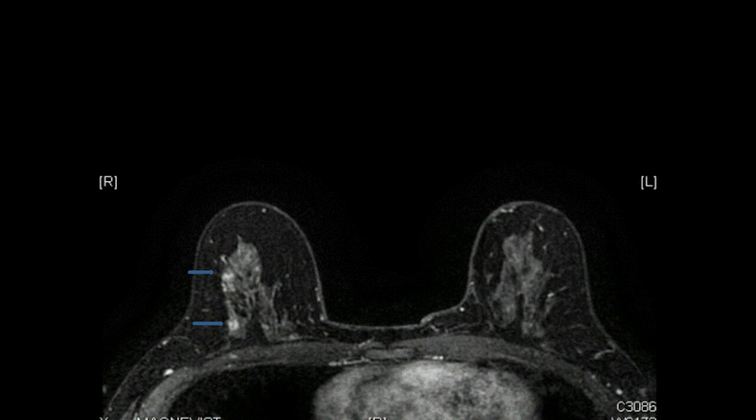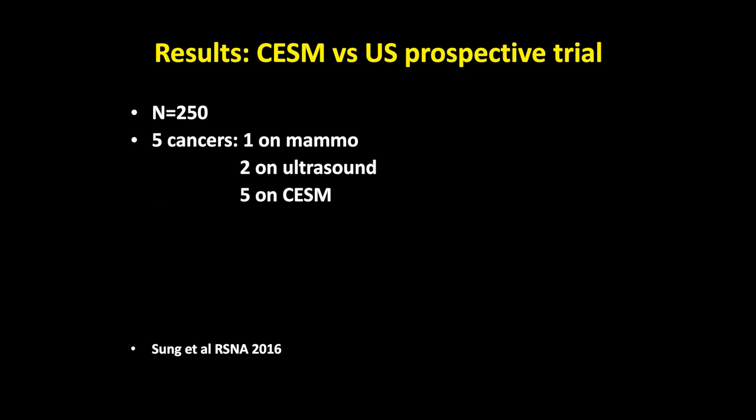My colleague Janice Sung has recently presented early data in a study comparing contrast mammo to screening whole breast ultrasound. For the first 250 patients, we found 5 cancers, 1 on mammography, 2 on ultrasound, and 5 were seen on contrast mammo, suggesting that contrast mammo may be better than ultrasound in this early data.